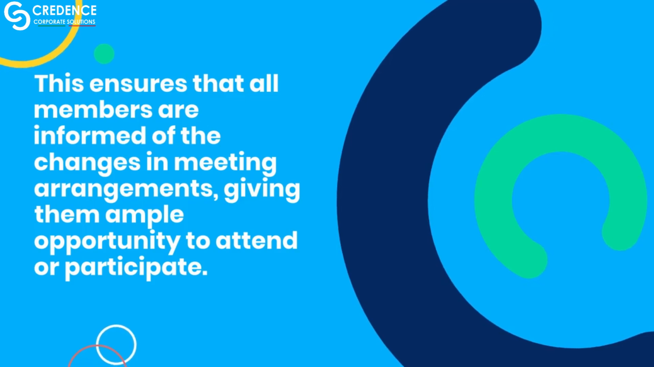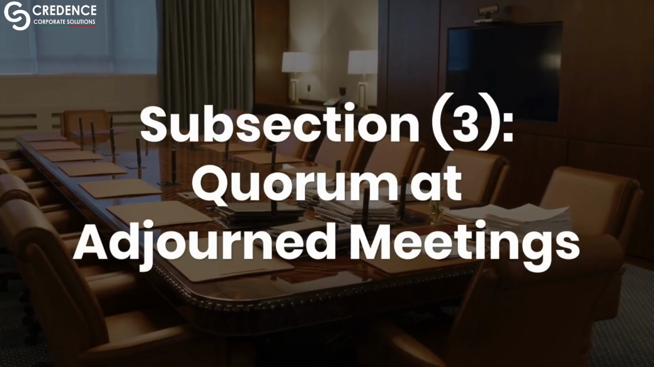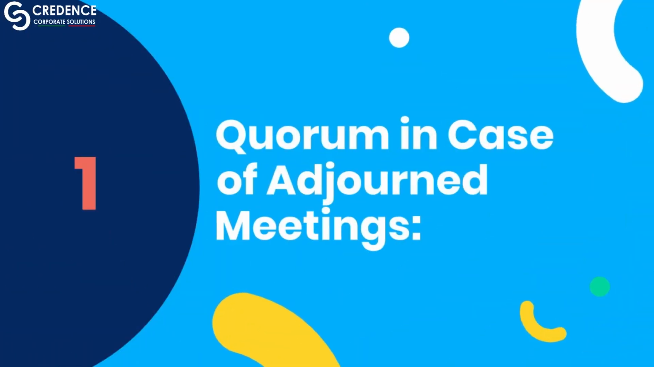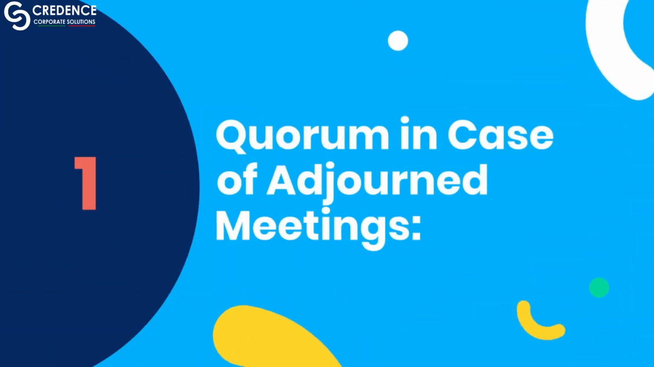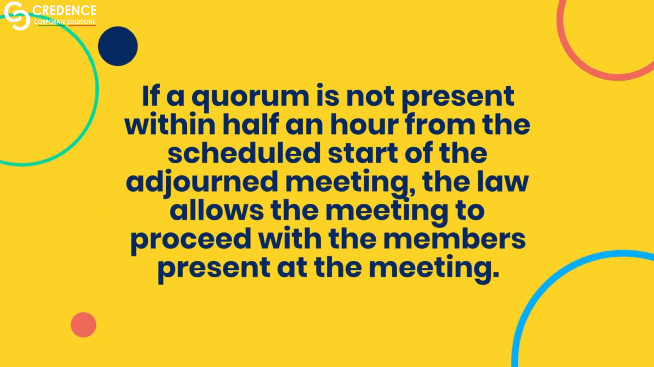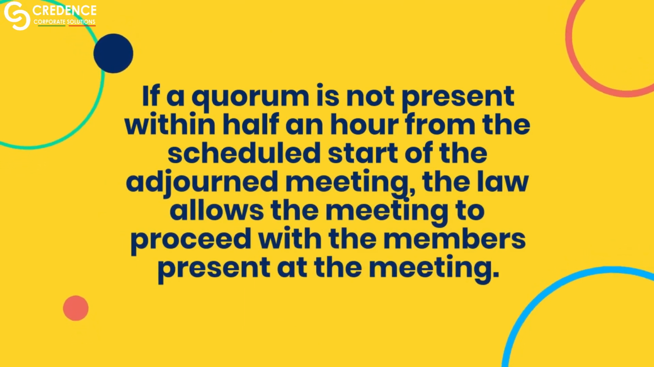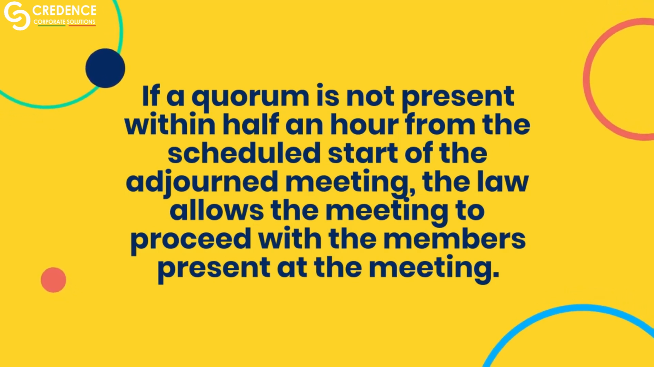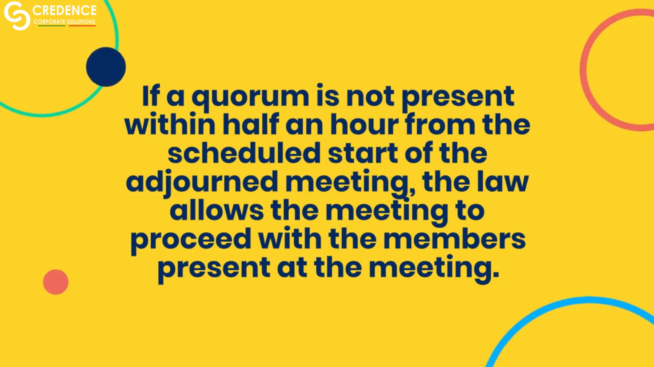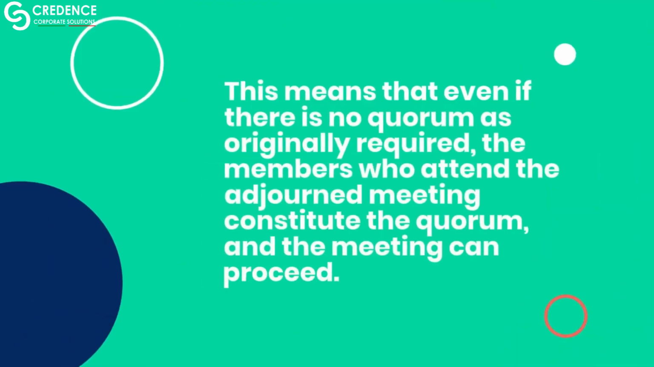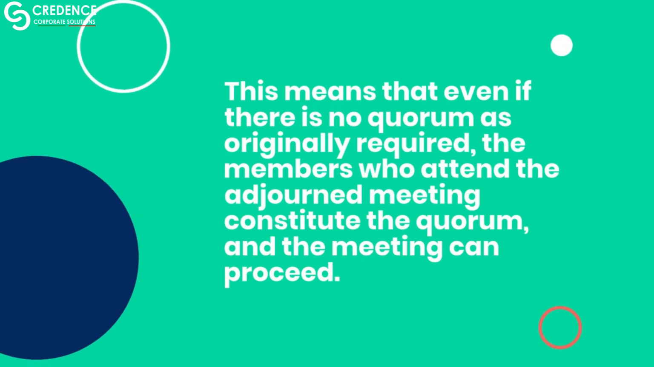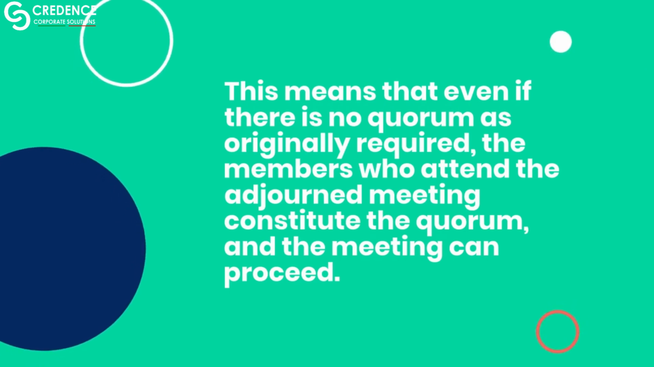Subsection 3: Quorum at adjourned meetings. 1. Quorum in case of adjourned meetings. If a quorum is not present within half an hour from the scheduled start of the adjourned meeting, the law allows the meeting to proceed with the members present at the meeting. This means that even if there is no quorum as originally required, the members who attend the adjourned meeting constitute the quorum, and the meeting can proceed.